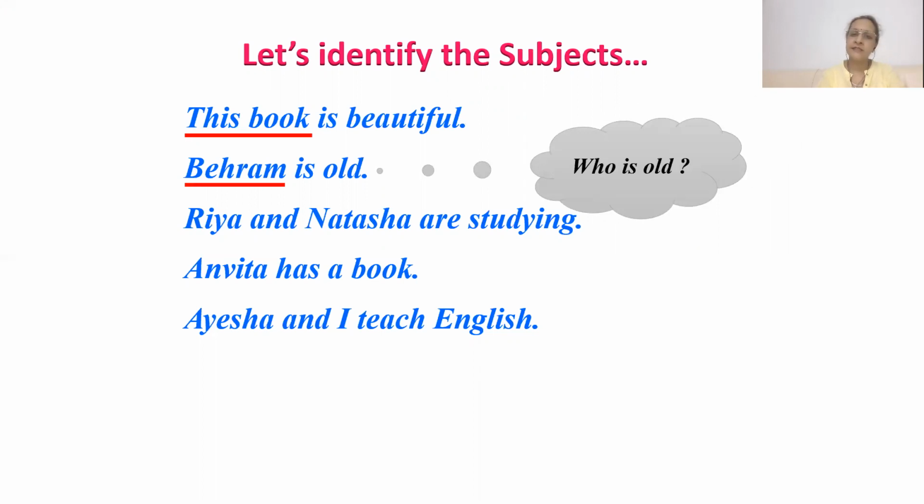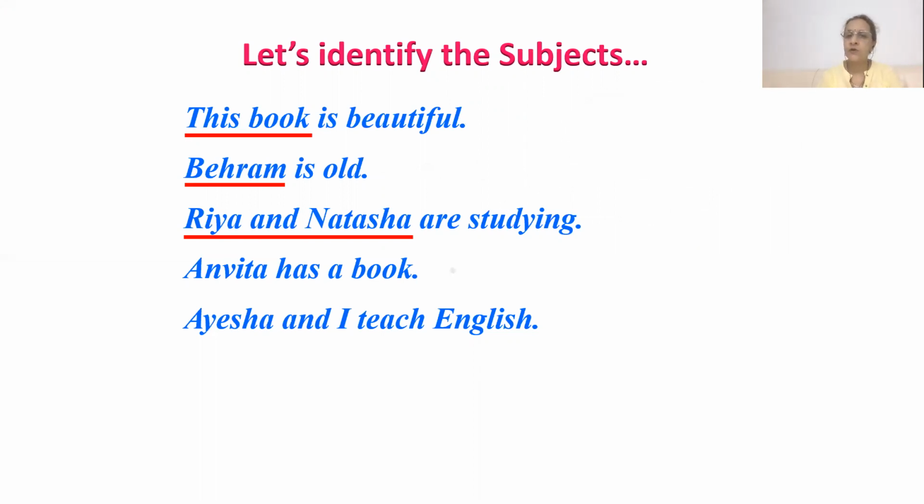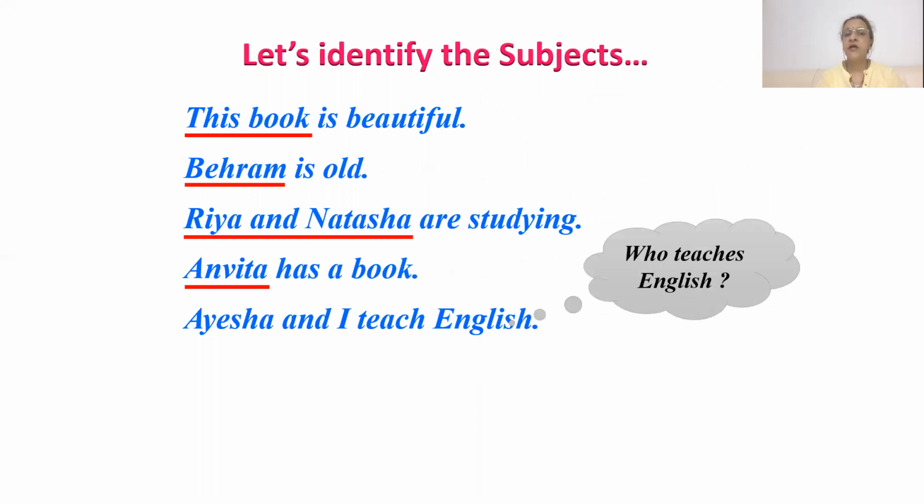In the third sentence, if I ask the question, who are studying? The answer is Ria and Natasha. And so Ria and Natasha are my subject nouns. Similarly, in the fourth sentence, who has a book? Anvita. And in the last sentence, Aisha and I teach English. Who teaches English? Aisha and I. So Aisha and I are my subjects.